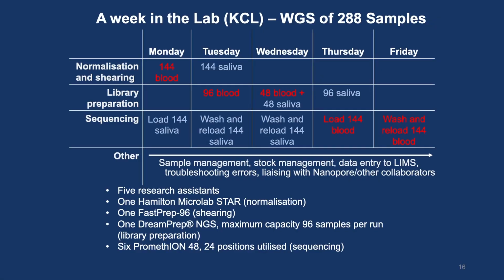To complete all of this work, we employ at King's 5 research assistants, 1 Hamilton pipetting robot, which we use for normalization, 1 FastPrep, which mechanically shears our DNA, 1 DreamPrep, which is a Tecan robot that completes automated ONT library preparation, and finally 6 PromethION 48 machines. I think it's important to note here that only 24 of the 48 positions are ever utilized at any one time in each Prom.